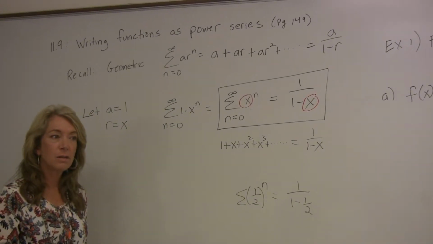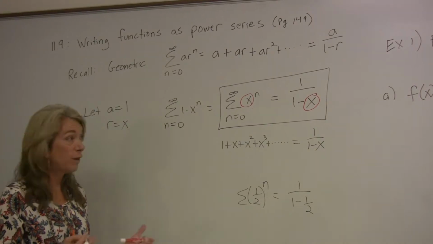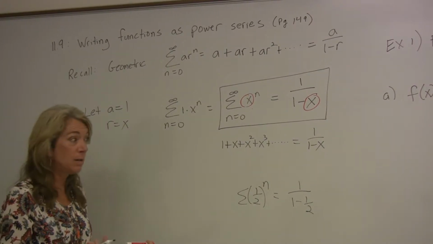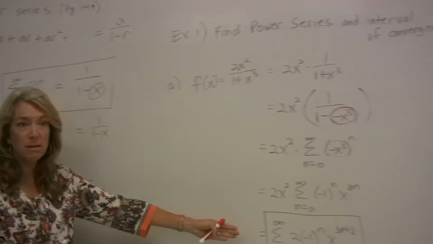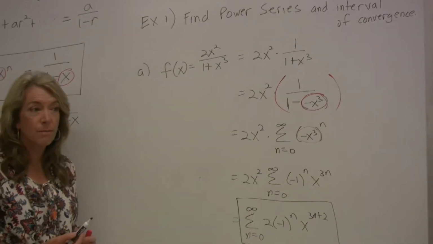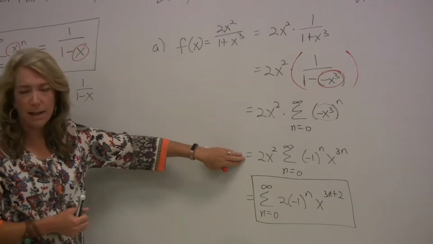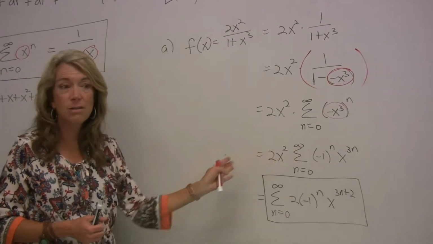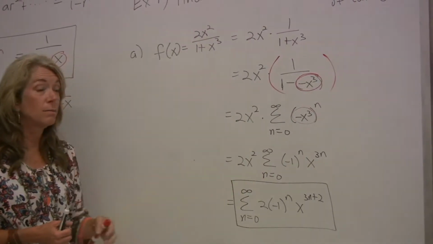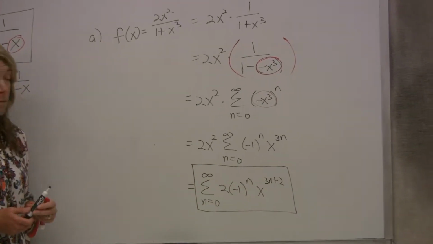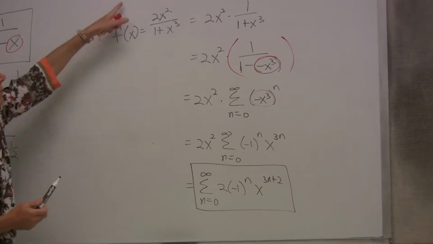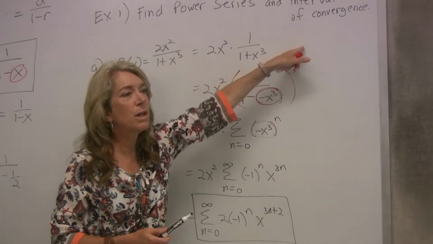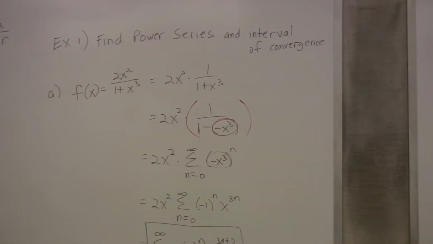Other questions? So if this problem was on your web assignment, this is what you would write for your answer. Here's my series, nice and simplified. You don't want to leave it like this. This is not technically a series. This is an expression multiplied by a series, so you want to make sure you multiply that stuff back in. Okay, so that was the first part. We found the series. Now we need to find the interval of convergence.